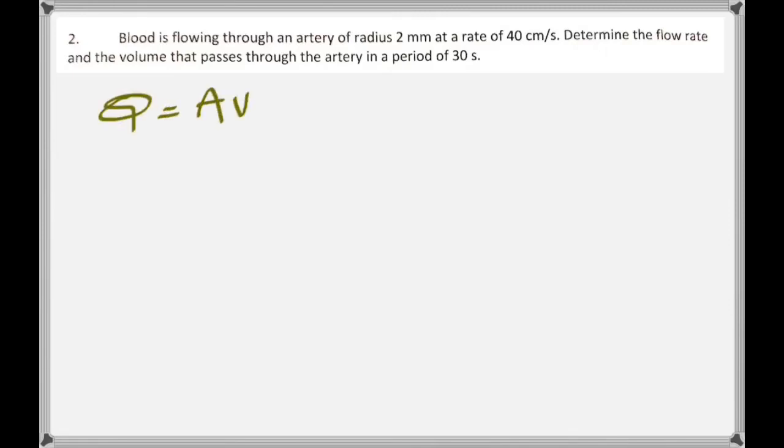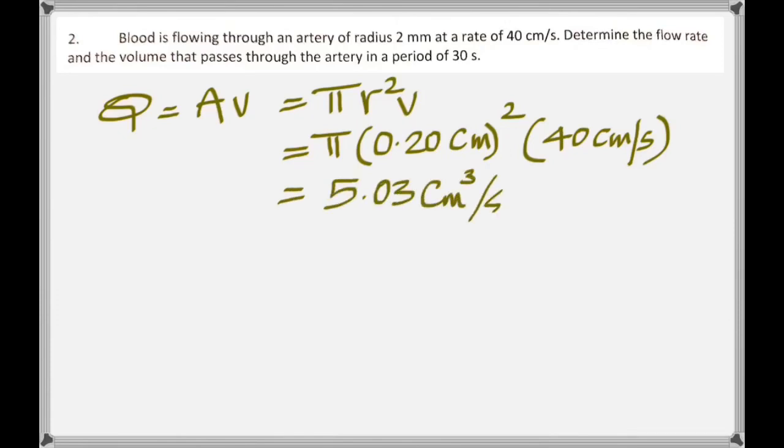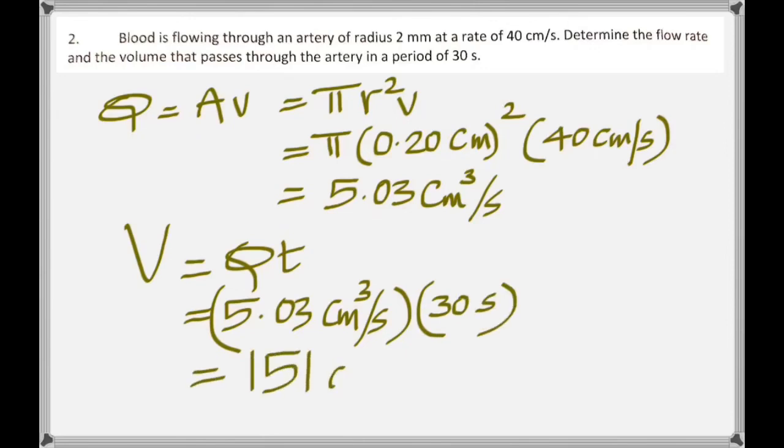So same formula. Area is pi r squared. And this time the radius is in millimeters, so that's 0.2 centimeter. And then we're doing this also in centimeters. So you get the flow rate. Once you get the flow rate, just multiply that with 30 seconds to get the volume flowing in 30 seconds.